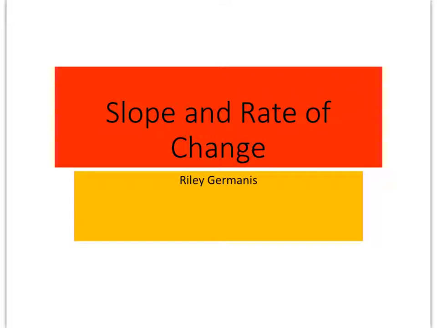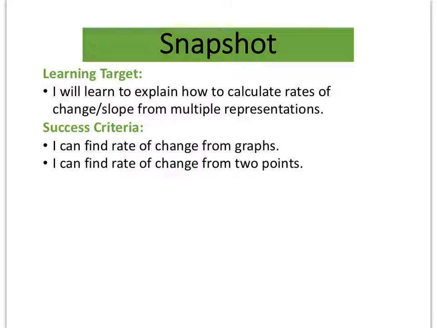All right, this lesson is one of the most important lessons in all of algebra, and it talks about slope and rate of change, which is a relationship between two quantities, and that's really all that slope and rate of change are: a specific relationship between two quantities. So today you'll learn how to create and calculate rates of change or slope from a few different representations, and you can find the rate of change from a graph or from 2 points.